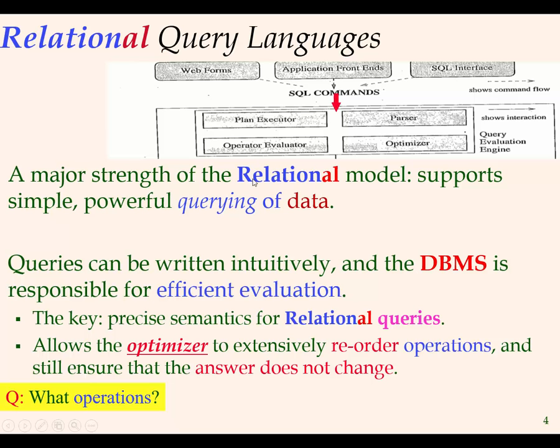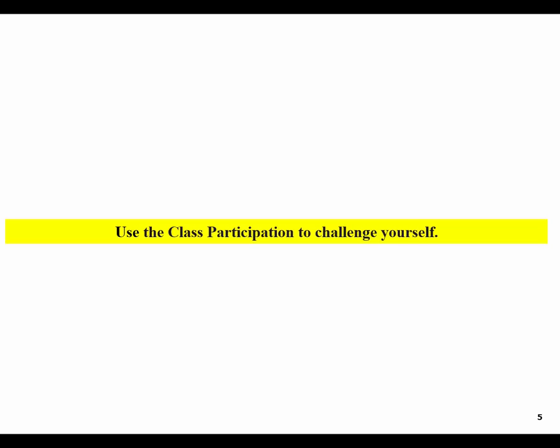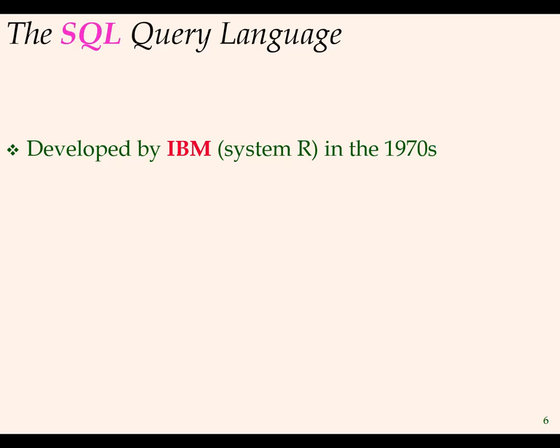Operations. If we deal with relations, the operations will be maybe select fewer tuples in a relation, maybe project, that means eliminate some of the attributes or fields, and also we can do a join between two tables to answer some of the queries. So again, please look at the class participation, challenge yourself, and let's start with the SQL.